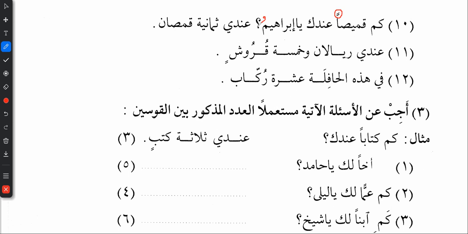عندي ثمانية قمصان. Why قمصان? قمصان is the plural of qamis. So you can check the singular, it's male. So this is male and you have your feminine number. عندي again ريالان وخمسة قروش. قروش means the coins. So خمسة قروش and the singular is قرش.